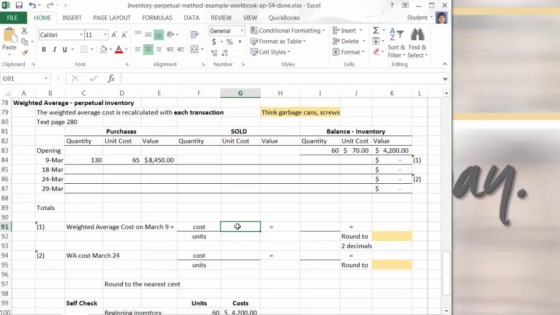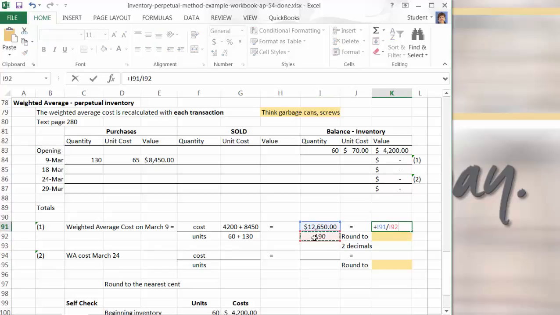To determine the weighted average cost, we add together the two costs of $4,200 from our beginning inventory plus the new purchase of $8,450, and we will divide that by the total units, and we had 60 to start. We're adding 130. So we are dividing $12,650 by 190 units. That will give us an average cost of $65.5789474. Now we use dollars and cents, so we will round this to $66.58.